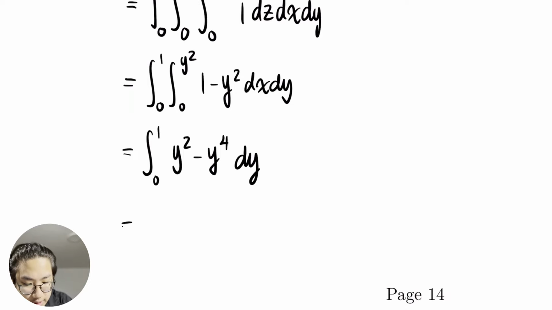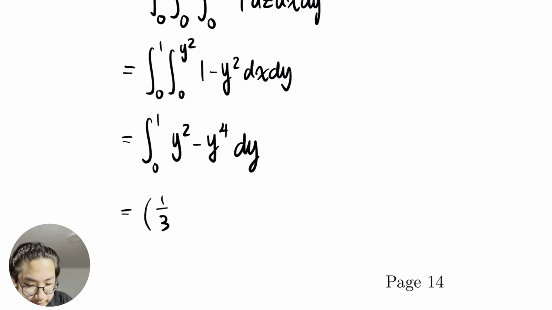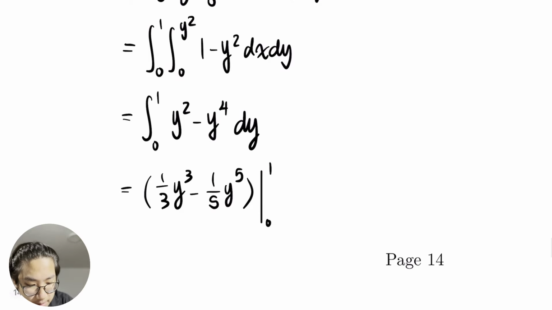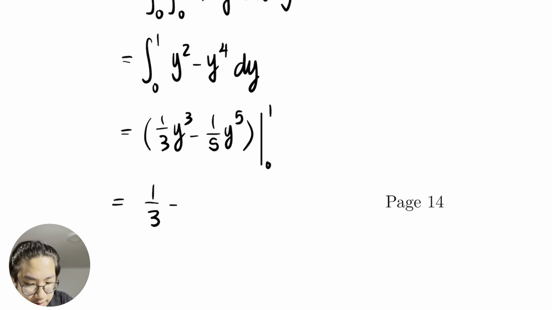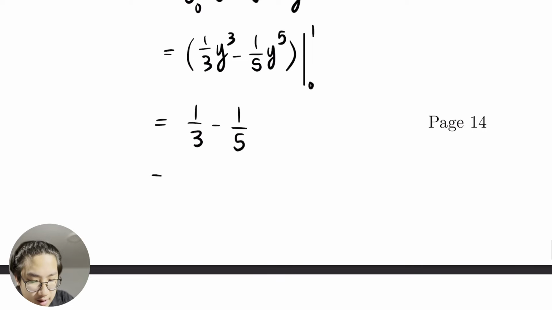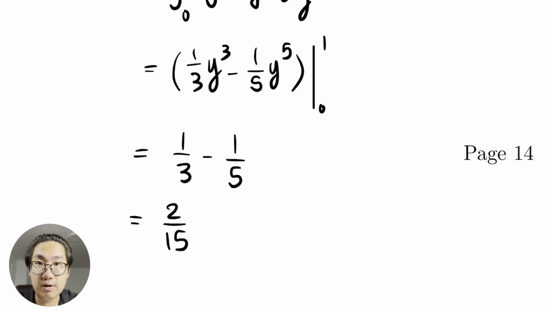From here we can directly integrate this. It becomes 1/3 y cubed minus 1/5 y to the 5, evaluated between 0 and 1. 0 won't contribute anything because we have y everywhere, so we simply get 1/3 times 1 cubed minus 1/5 times 1 to the 5, which is just 1/5. Finding the common denominator, it's 5/15 minus 3/15, so 2/15. And that right there is your final answer.